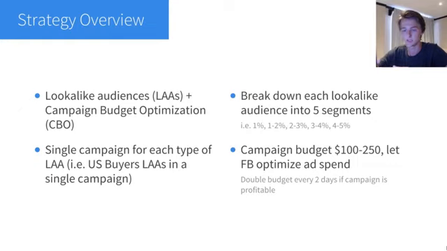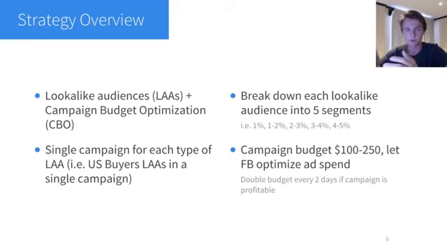Now, how you're going to want to set this up is you're going to want to have a single campaign for each LLA, each lookalike audience, and then each country an individual campaign as well. So for example, you'd want to have a single campaign for the buyer lookalikes for the US, and then you could do a single campaign for the buyer lookalikes for the UK, whatever, for your main countries, and you want to segment it by country and type of lookalike. And what you're going to want to do is break down each lookalike audience into 5 segments. So for example, 1%, 1 to 2%, 2 to 3%, 3 to 4%, and 4 to 5%.